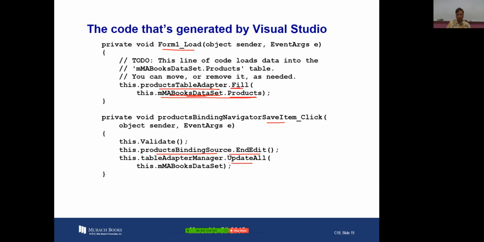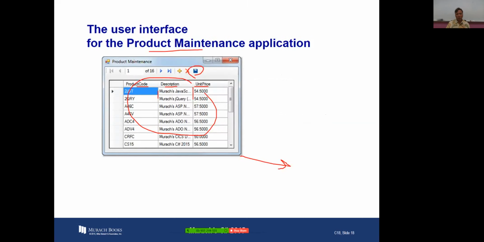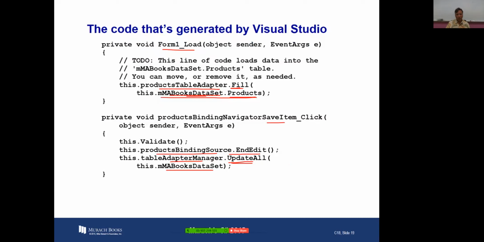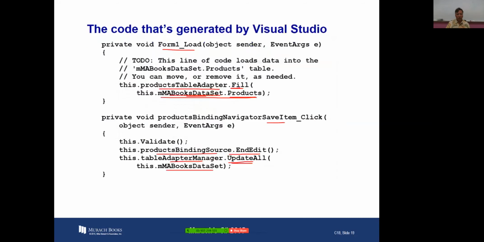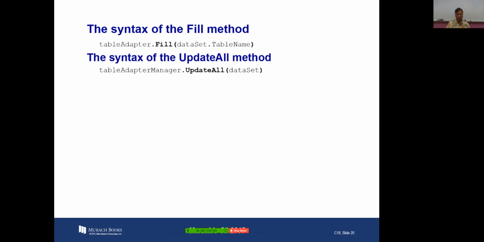And then this thing, update all, in the table adapter manager, goes through each row and sees the differences between the rows here, because you might have made some changes here, sees the difference between those and what's in the data set, the MMBooks data set, which is this thing over here, and it updates the stuff in the data set that matters. This fills the data set from the data table.